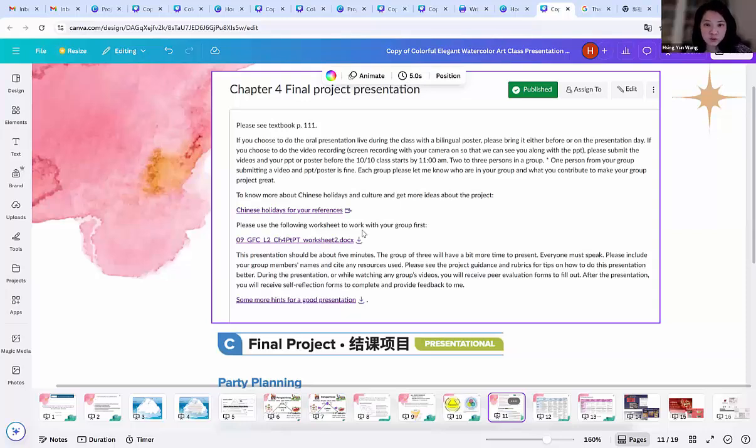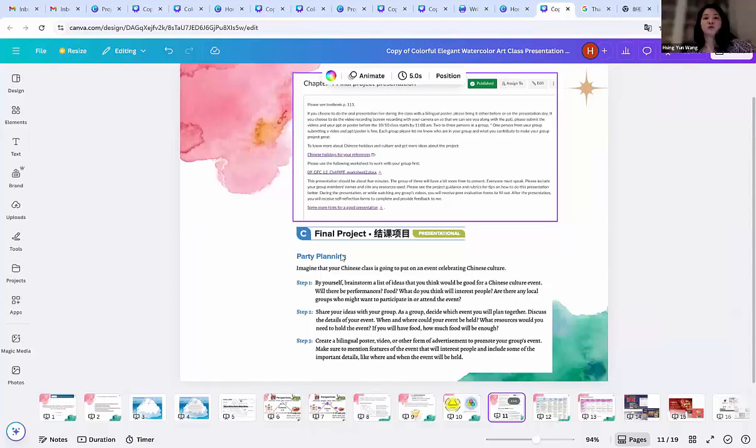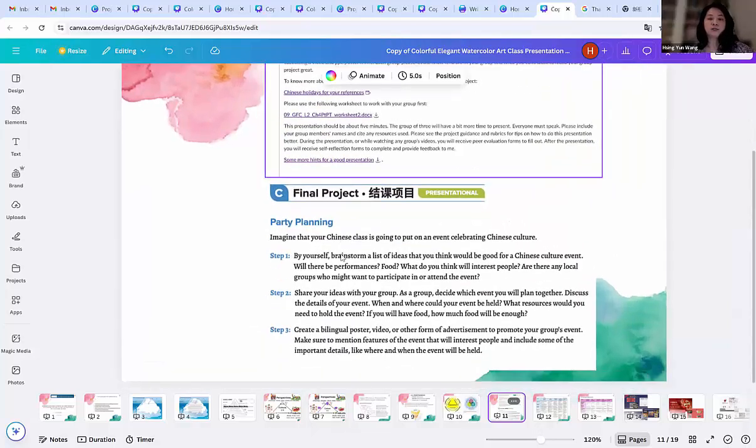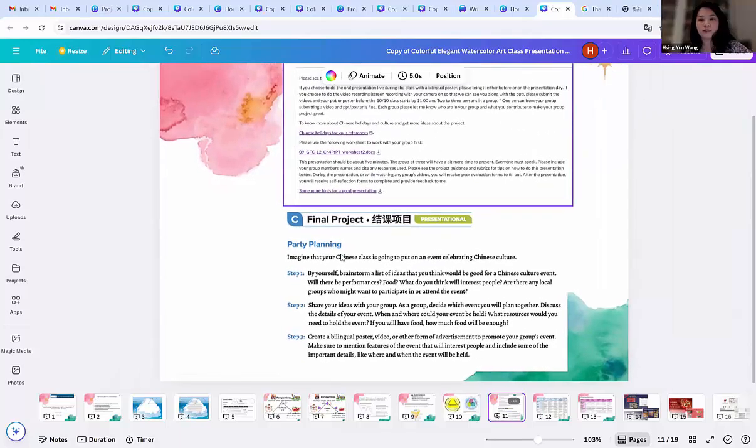And then use the following worksheet to work with your group first. I just give them more details about what they can do, and also supporting ideas, sentence structures, and vocabulary, like scaffolding as well. And then I also give them some hints about how to do a good presentation and how they can practice to make it better. Okay, and this is the original form of the events I can get from Go for Chinese. It's the presentational ones.